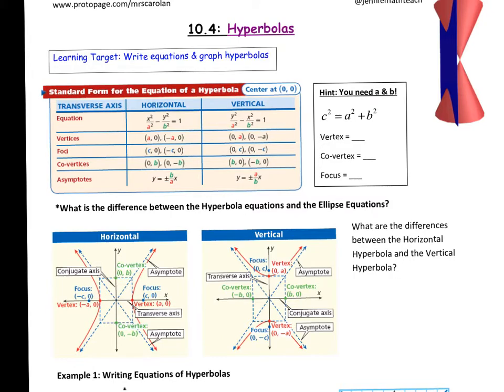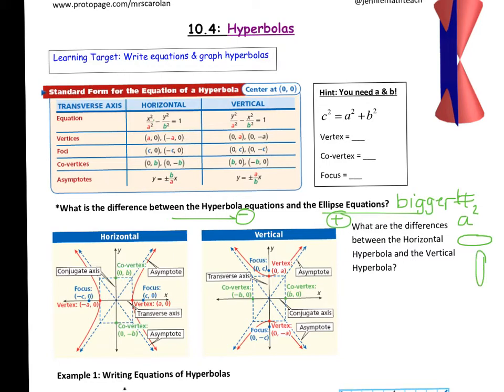So here's what you need to know about hyperbolas. The difference between the hyperbola equations and the ellipse equations is hyperbolas have a subtraction sign between the x squared and the y squared, where the ellipse equations had plus signs. So with the ellipses, you decided if it was vertical or horizontal depending on where the bigger number was. The bigger number was always a squared, and that told you where your major axis was, whether it was going to be horizontal or vertical.